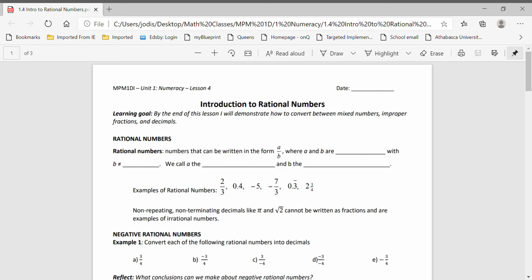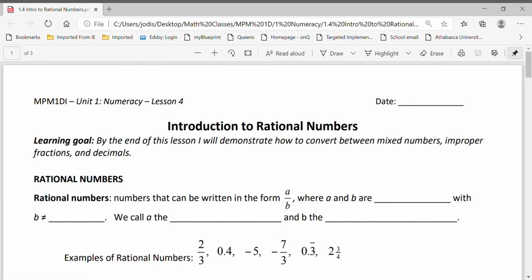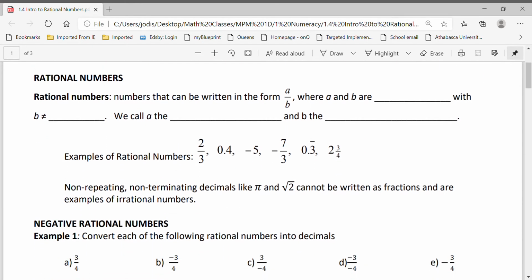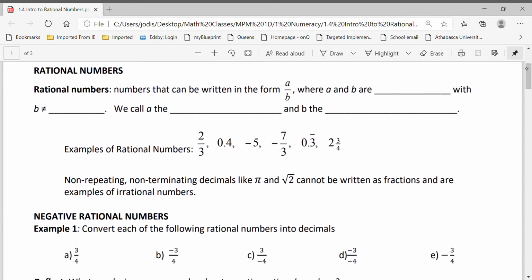Okay, so lesson 1.4, we're going to talk about rational numbers. By the end of the lesson, you're going to be able to demonstrate how to convert between mixed numbers, improper fractions, and decimals. Okay, so rational numbers, what are they?